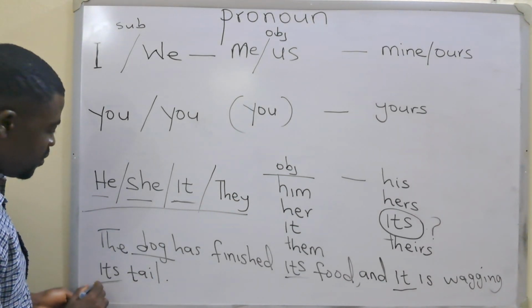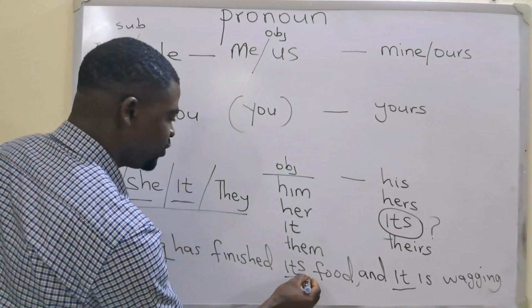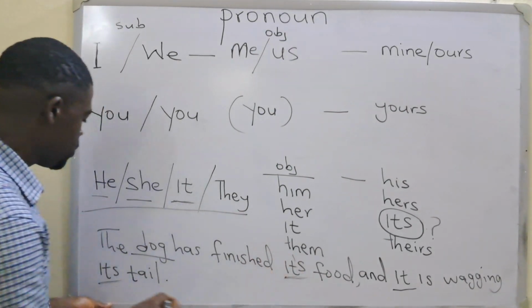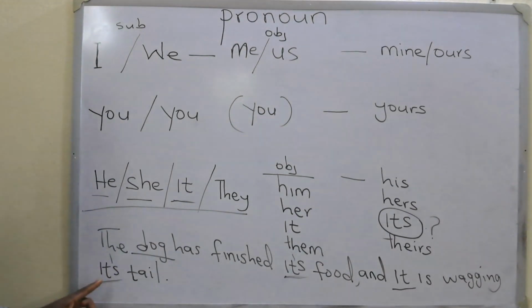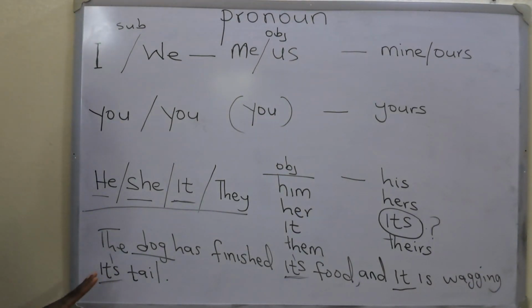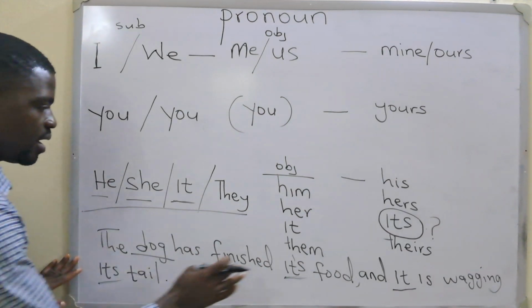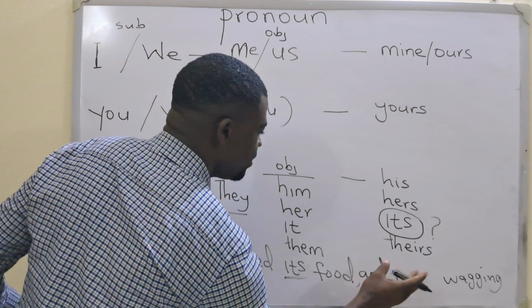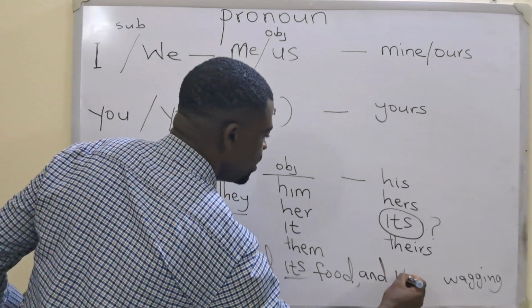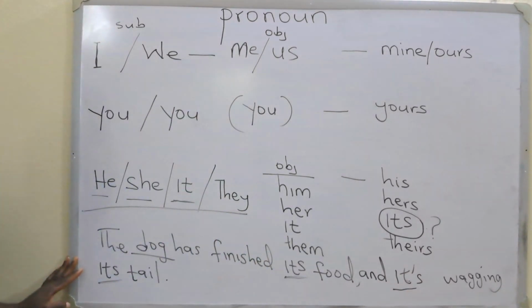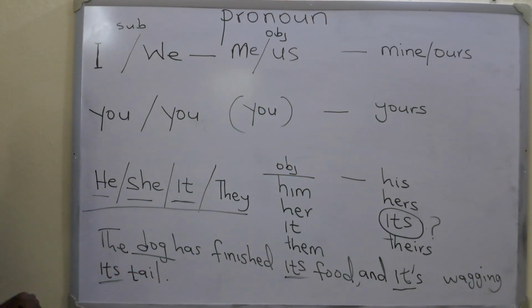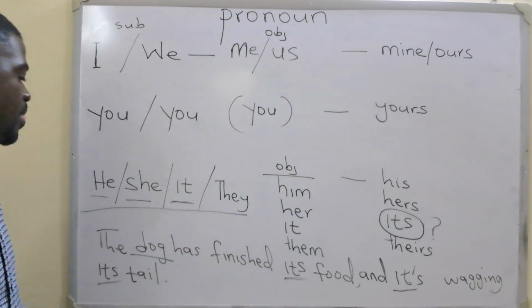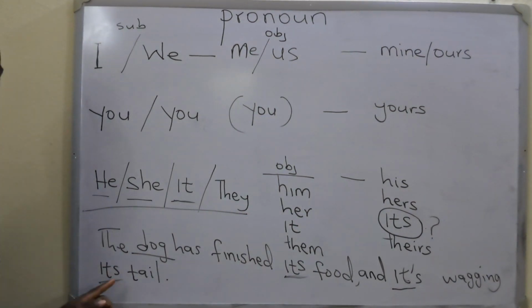And then you have the possessive pronoun here indicating possession, that this dog is the owner of the food. I'm not going to do this. If I do this, then I'm saying something different. If I do this, I'm indicating something different. Rather, I can do this here. So if I want to make this one a very informal expression, I could say, and it's wagging its tail. So this one indicates a contraction of it is, while this one shows possession.